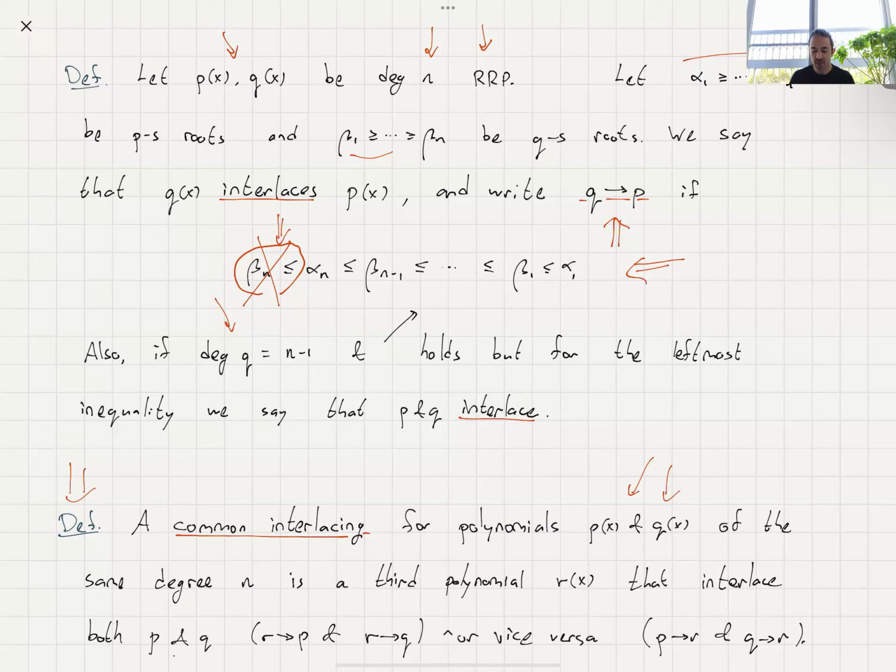Okay, so either it interlaces from below or from above, it won't really matter. And also, I don't mind R to be of degree n-1, in which case the interlacing is clear, but you don't really need to specify from which direction. So a common interlacing is kind of a general name for all of these things. So a third polynomial that kind of separates the roots. So the first roots of P and the first root of Q are before the first root of that polynomial and so forth.